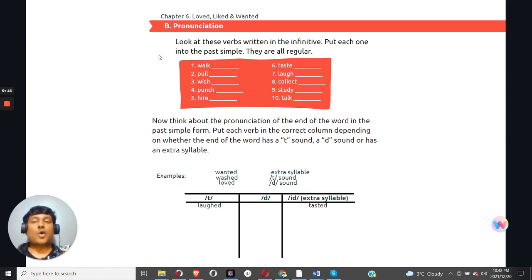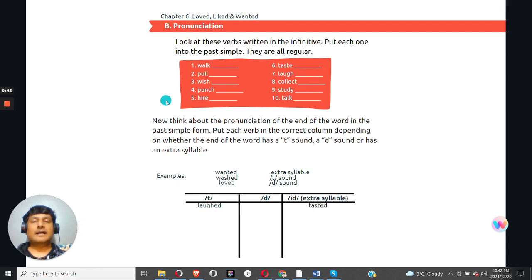Walked. You can definitely hear the T sound in that, so that will go into the first column. Okay, the next one. Pulled. You can hear the D sound. It goes under the D column. The third word, wished. You can hear the T sound, so that goes under here. Moving on to number 4, punched. You can hear the T sound as well.